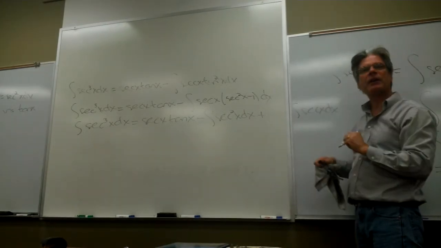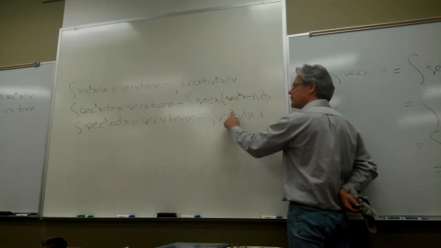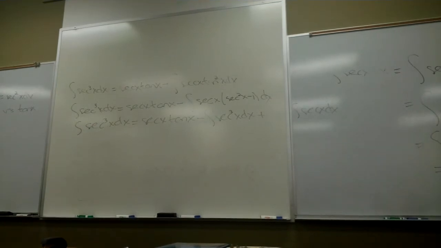And everybody, I'm not trying to trick you. I really did make a mistake. Secant of x times secant squared of x is secant cubed of x, not secant squared, as we discussed a moment ago.